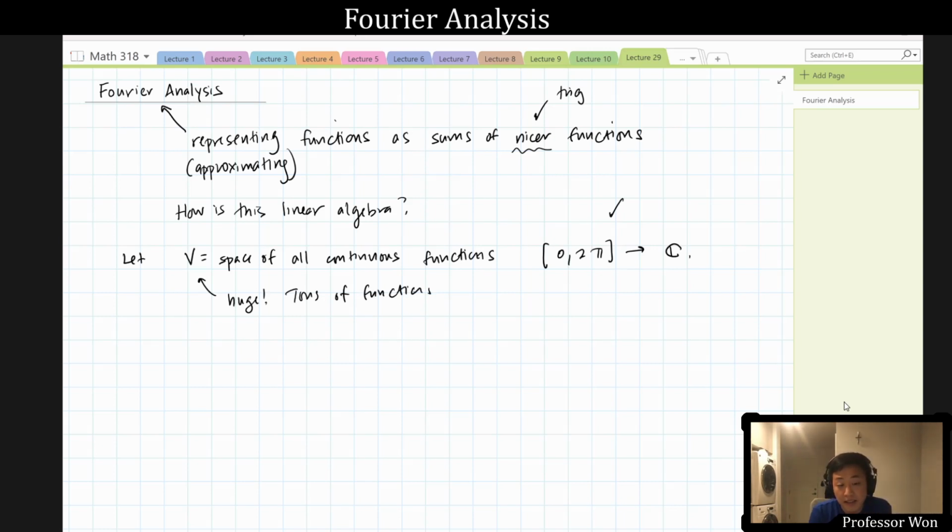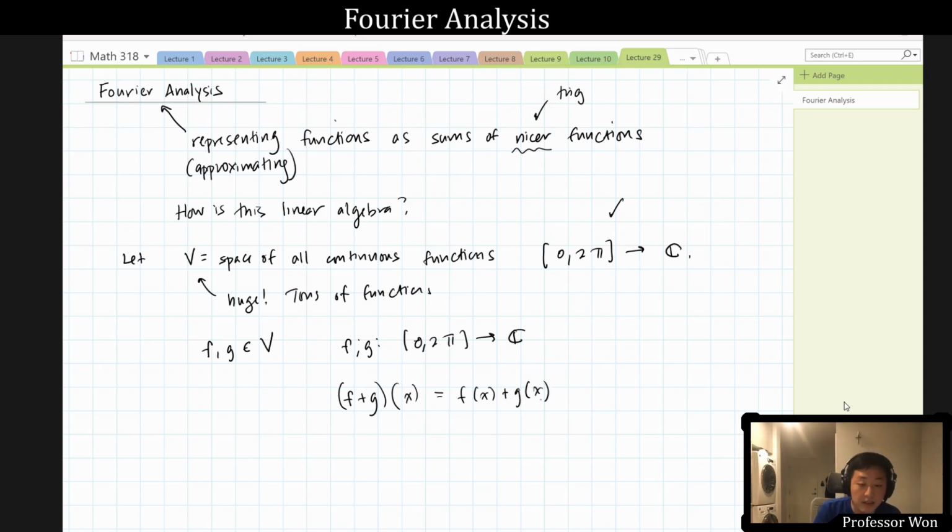But this space does have a nice structure, because if f and g are continuous functions, both from this interval to C, then there's a notion of adding them. What does this thing do to a number x? It spits out the number f of x plus g of x, which is a number in C. So f plus g is also in V. You can add two continuous functions, and you get a continuous function. That's all I'm saying, right?